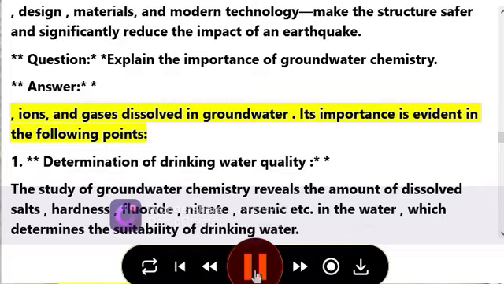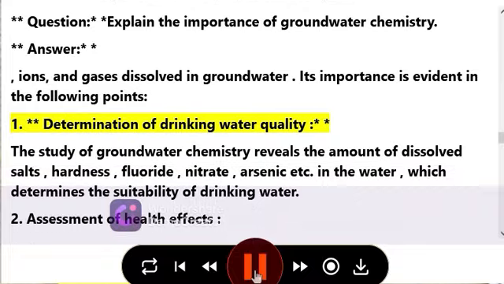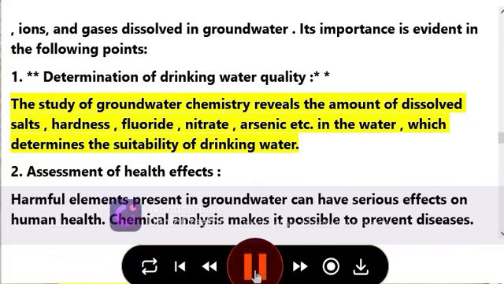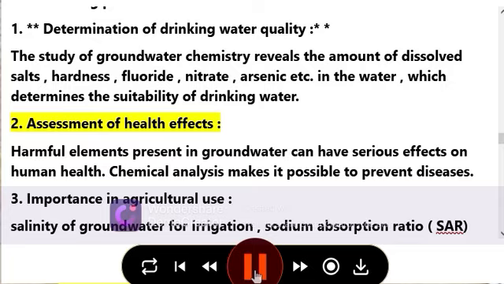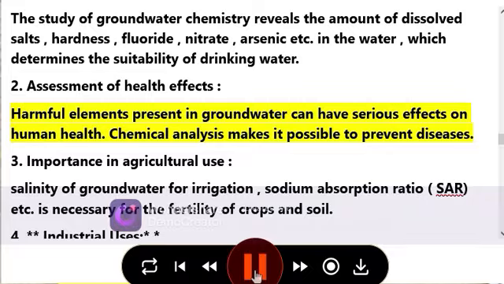Question: Explain the importance of groundwater chemistry. Answer: Ions and gases dissolved in groundwater. Its importance is evident in the following points. 1. Determination of drinking water quality. The study of groundwater chemistry reveals the amount of dissolved salts, hardness, fluoride, nitrate, arsenic, etc. in the water, which determines the suitability of drinking water.